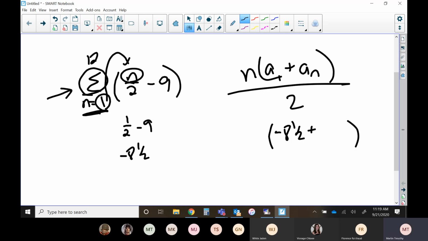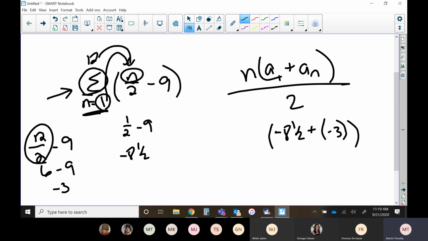Plus, how do I find my last term? What do I do? If I plugged in 12 for n, it would look like this. 12 over 2 minus 9. 6 minus 9, which is a negative 3, be careful. So negative 3 is my last term. Nick, you with me? Yeah, I'm not good with fractions, so I don't know how to do that. You just take 12 and divide it by 2. A fraction bar is a division.